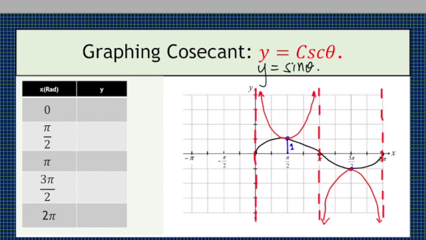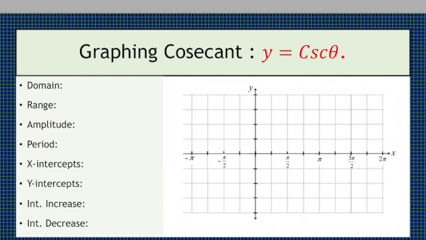Again, you don't really need to know the table. You can if you want. I know that these are undefined, and then we have 1 and -1. But I think graphing the sine strategy is the best. All right, let's go ahead and look at all the features of this.